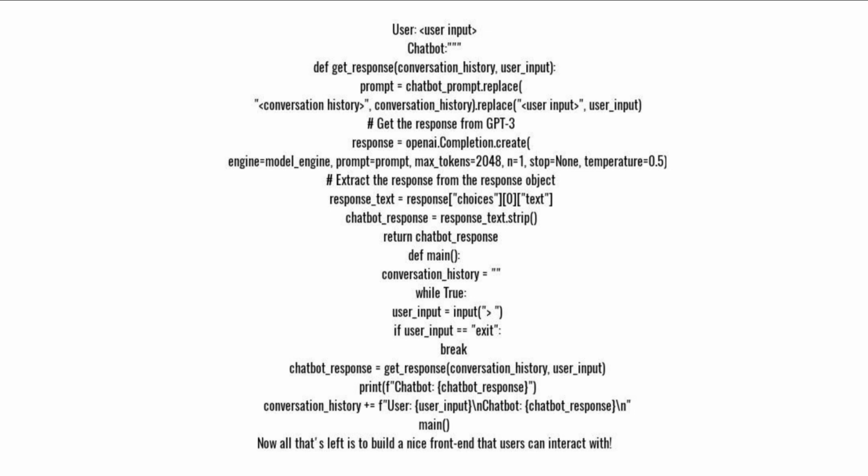def main(): conversation_history equals empty string. While True: user_input equals input(">"). If user_input equals "exit": break. chatbot_response equals get_response(conversation_history, user_input). print(f"Chatbot: {chatbot_response}"). conversation_history plus equals f"{user_input}\nChatbot: {chatbot_response}\n". main(). Now all that's left is to build a nice front end that users can interact with.